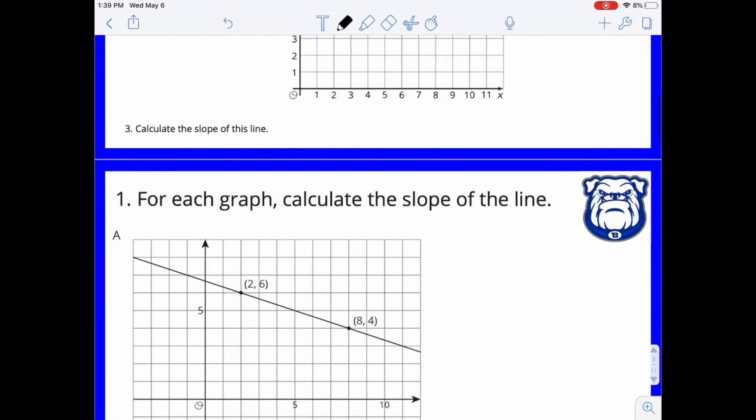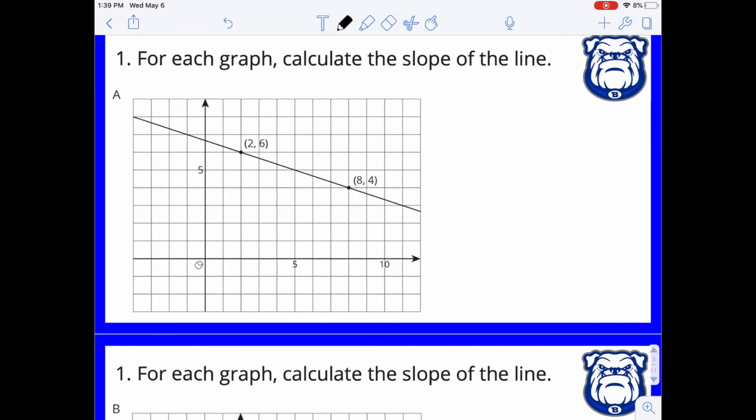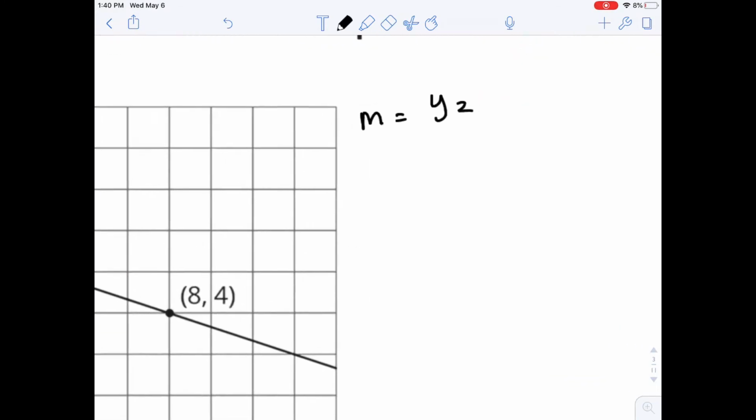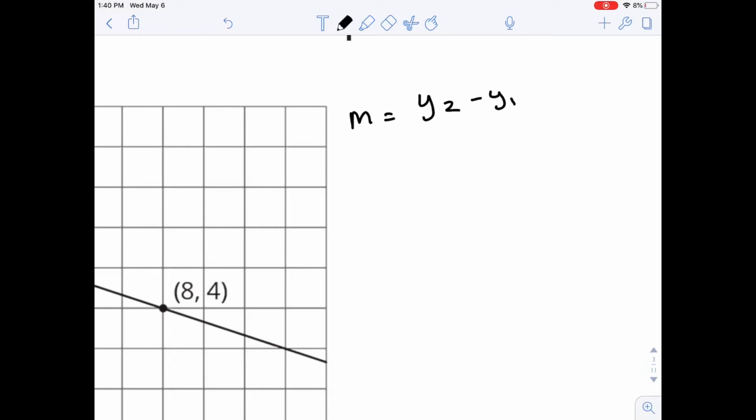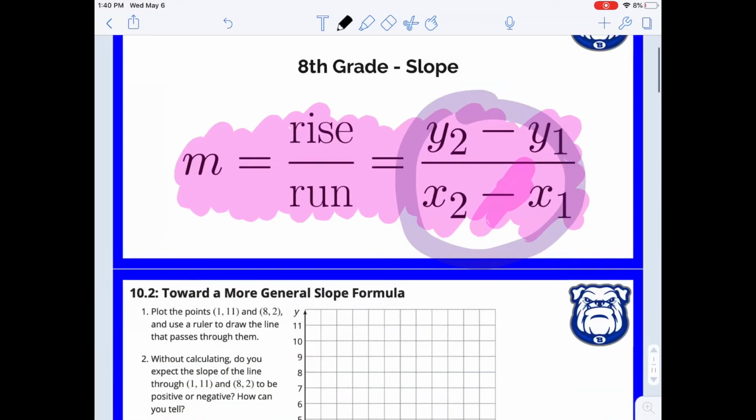I'm only gonna show you one example because with one example you should be able to do all of them. So let me go ahead and get my formula down. M equals y2 minus y1 over x2 minus x1. How did I get this? From the formula up top.